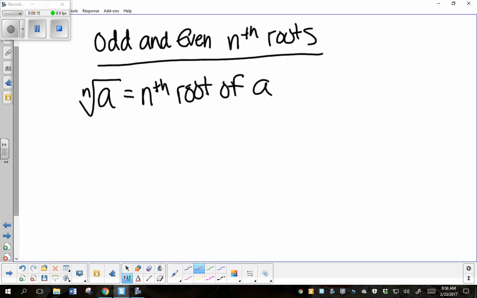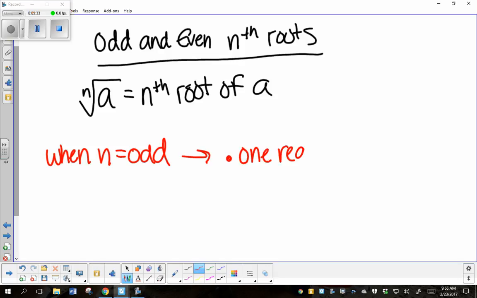Okay, so when n is odd, we're talking about any odd root. So the cube root, a 5th root, a 7th root, a 9th root, an 11th root, a 13th root, any odd number. Here's all the things that happen. There's one real root. So if we do a cube root, there's just one answer. It's either positive or negative. If you do a square root, there's a positive or negative answer.